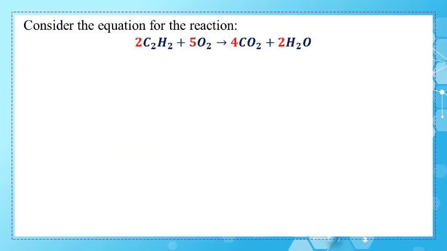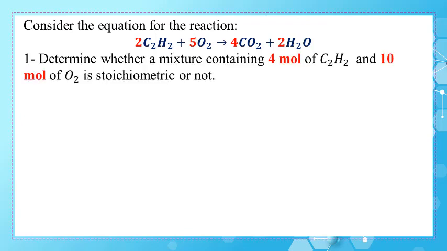Consider the equation for the reaction: 2C2H2 plus 5O2 gives 4CO2 plus 2H2O. Determine whether a mixture containing 4 mole of C2H2 and 10 mole of O2 is stoichiometric or not.